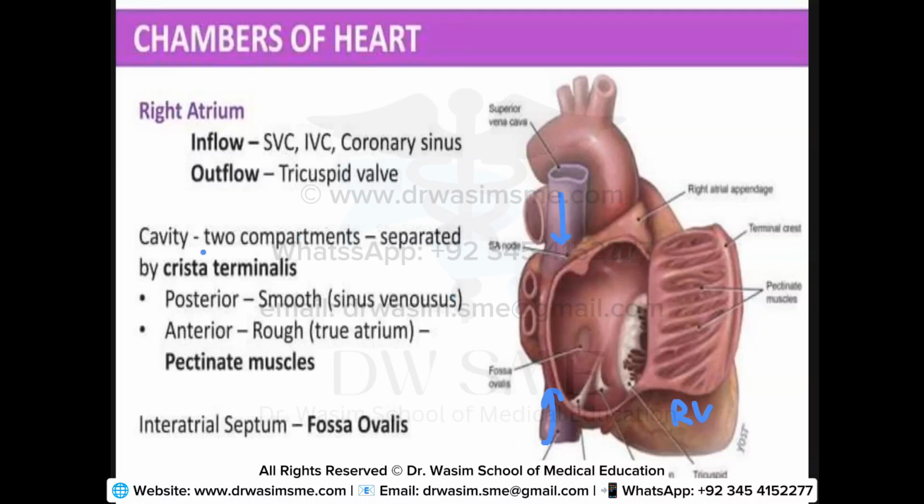Now, by means of the crista terminalis, the cavity is divided into two parts, a smooth part, which is posterior, and a rough part, which is anterior. It has these muscles known as the pectinate muscles, which are the muscles forming the walls of these atria. In between the right and the left atria, we have the fossa ovalis, which is closed in the later part of life, but it is another name for the interatrial septum.